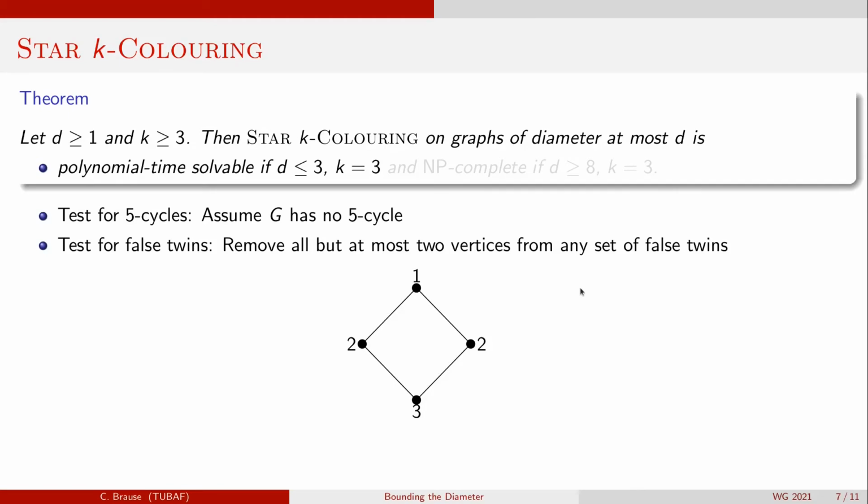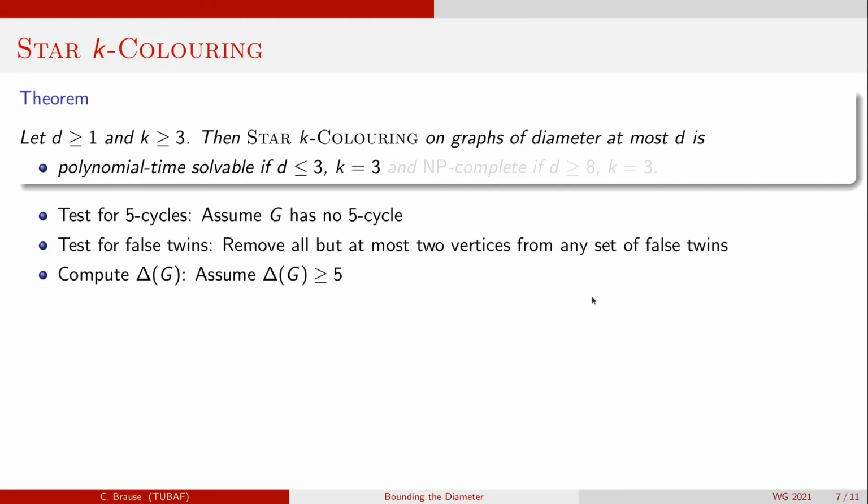We next compute the maximum degree of our graph. If the maximum degree is small, then of course we know, as the diameter is bounded, the order of our graph is bounded, and we can solve the star 3-coloring problem in constant time. And so we can assume that the maximum degree of our graph is sufficiently large, and in our case it suffices to assume that the maximum degree of our graph is at least 5.